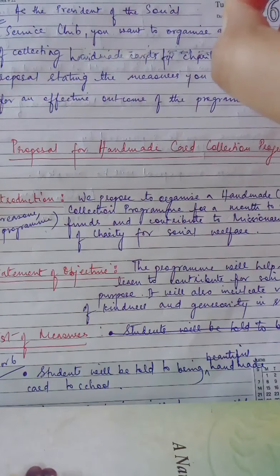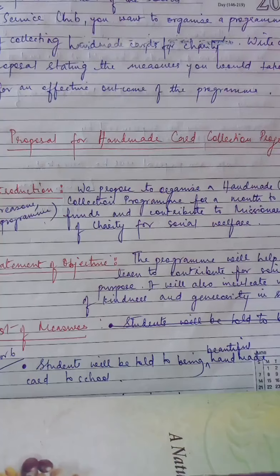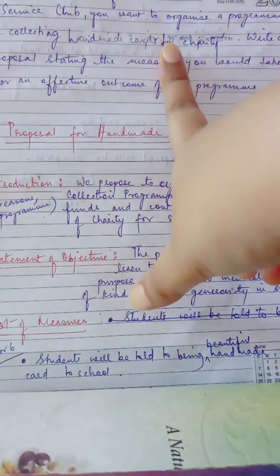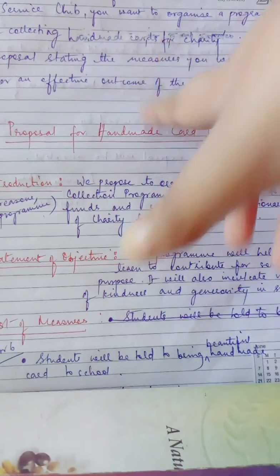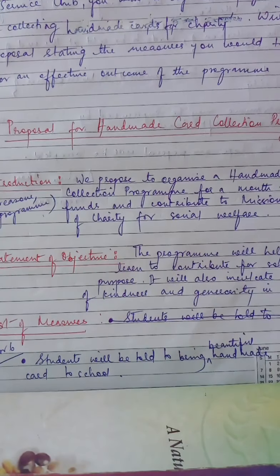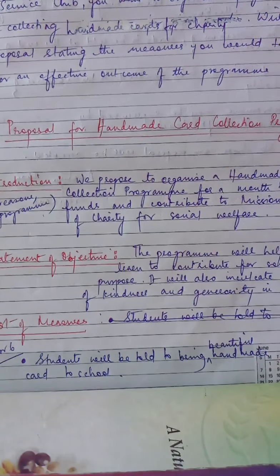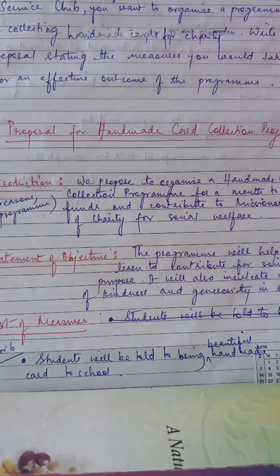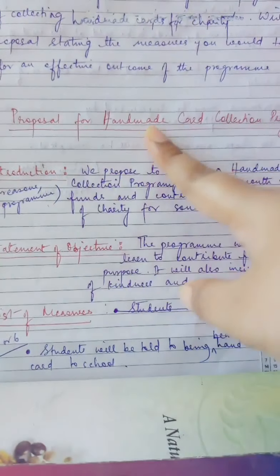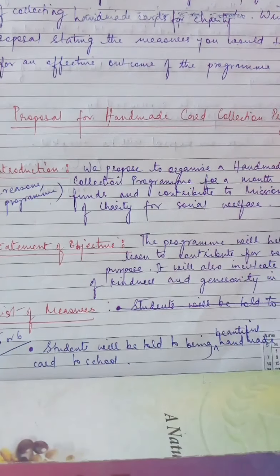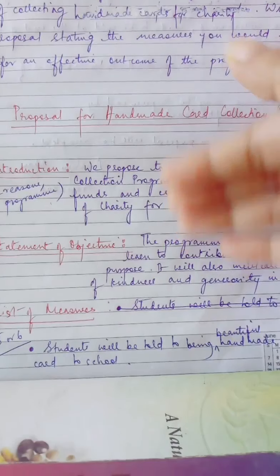You don't have to write as if this is heading. You don't have to write HEADING heading. No, you just need to give a proper heading. For example, in the question only you will get the heading. So you don't need to think about a catchy heading or something like that, which we have seen in directed writing and all. In the question only it is mentioned that you need to collect handmade cards. So for that you can write this heading immediately: proposal for handmade card collection program. So this will be your heading. Immediately underline it. And after that you leave a line.